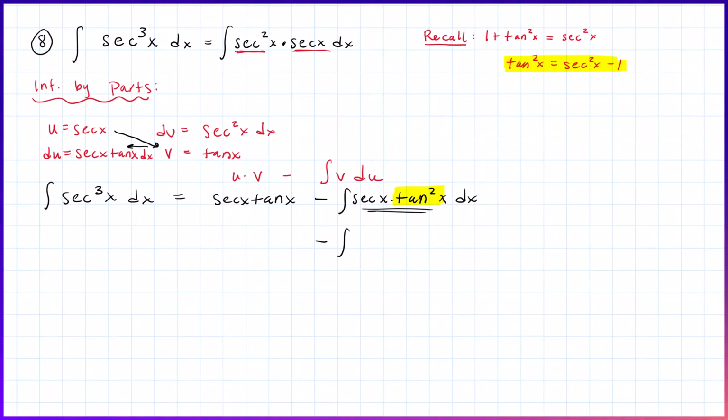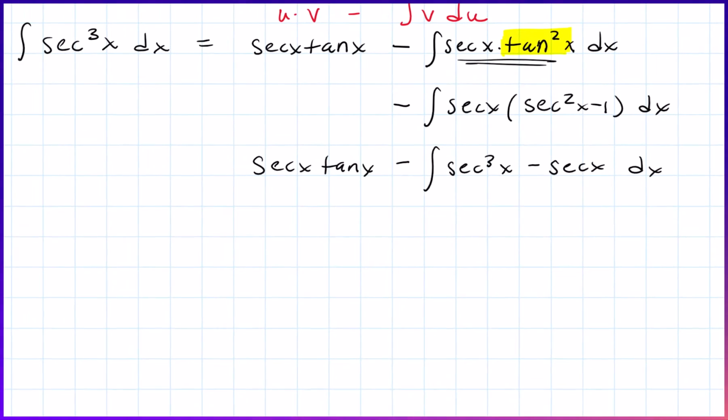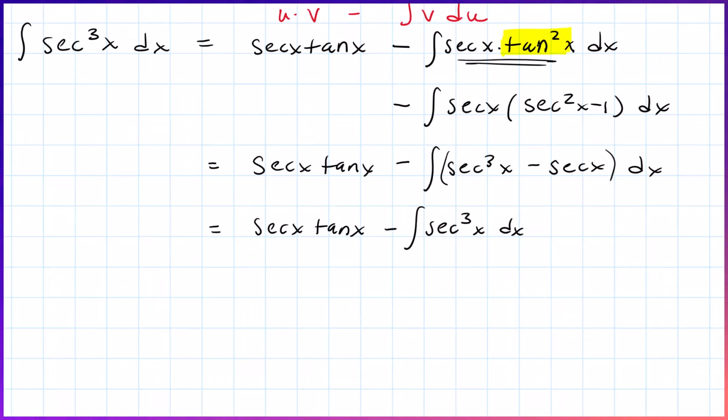So down here I'm going to make this the secant of x times the secant squared of x minus 1 dx. And I'm going to keep going. I'm going to distribute that. That becomes secant cubed of x minus the secant of x dx. And I'm going to carry down the rest of it, secant x tangent x. I'm going to zoom in a little. I'm getting really small. And I'm going to expand that into two integrals. So I'm just carrying my secant x tangent x term down. This becomes minus the integral of the secant cubed of x dx plus the integral of the secant of x dx.